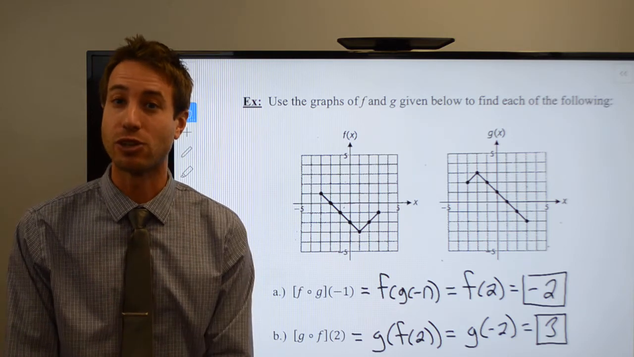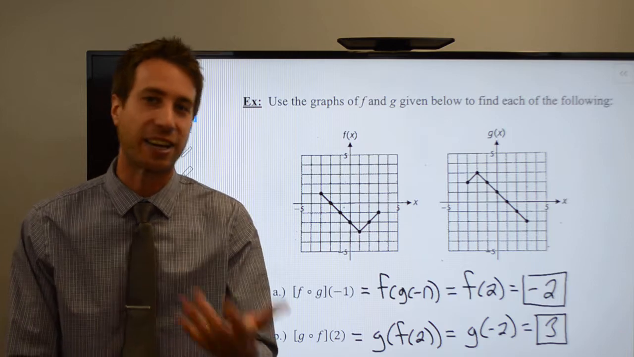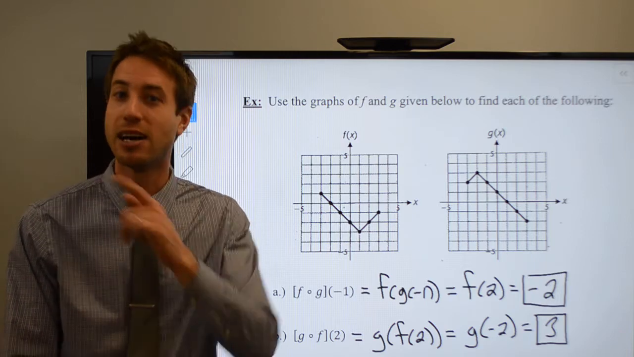Head on over to the next page of the notes and I'll show you another way I could ask you to do composite of functions. I'll meet you guys over there.